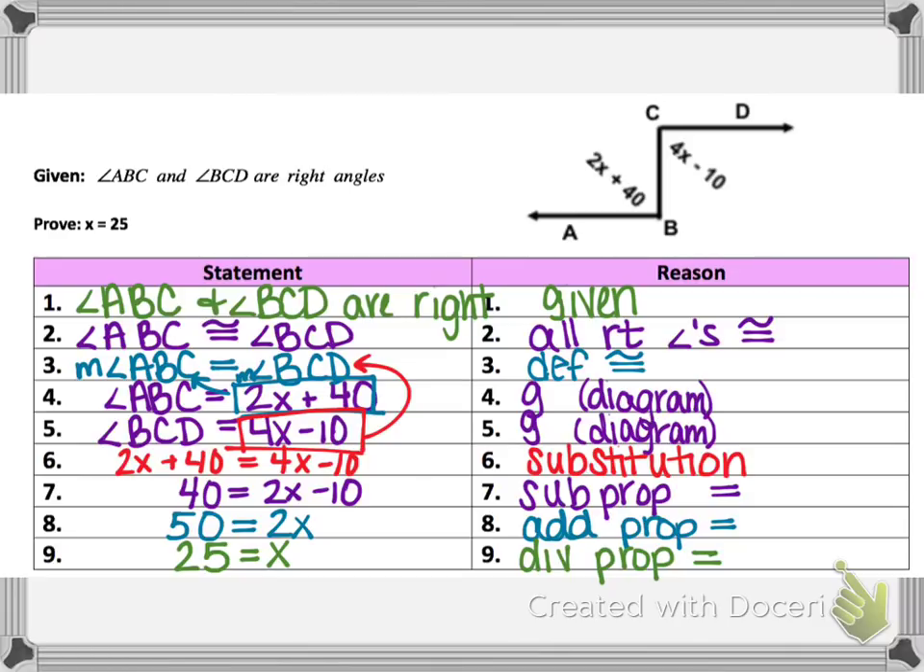But that's not exactly what we want to prove. We want to prove that x equals 25. So that's still another step in my proof. That's not exactly what I want. So to be able to say that x equals 25, I switch the side of the equal sign. That's the symmetric property. And since that is exactly what I want to prove, I am good. All done.